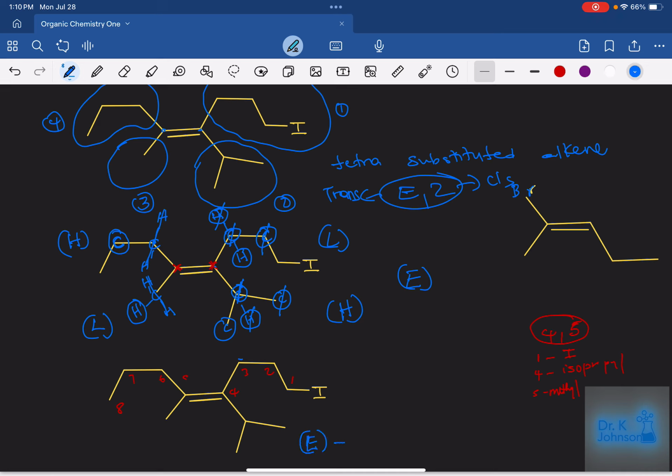Now we're going to list our substituents in alphabetical order. So it's 1, iodine is iodo, O comes before S, 4 isopropyl, 5 methyl. My double bond is between carbon 4 and 5. 8 carbons in my longest chain. Octene. That's a long name. That's how you would name that molecule.